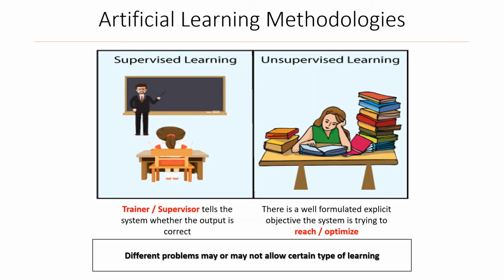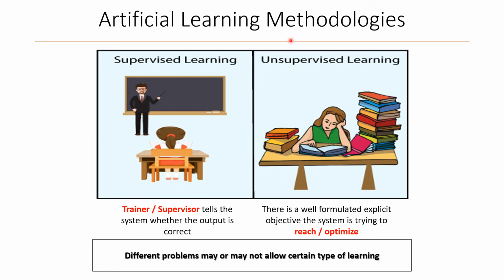The previous discussion highlighted one type of learning, which is called supervised learning. In supervised learning, there is a trainer or supervisor who tells the system whether the output is correct or wrong, and then the system adjusts the weights of the artificial synapses accordingly.